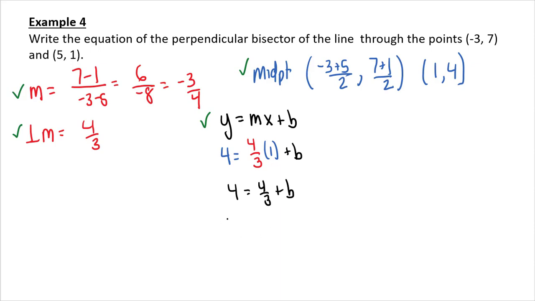I subtract 4 minus 4/3, and I get 8/3. So now I write my equation of my line. And there's your equation of your line. Again, I just love that problem. I think it's a really good use of multiple concepts that we've talked about all year.